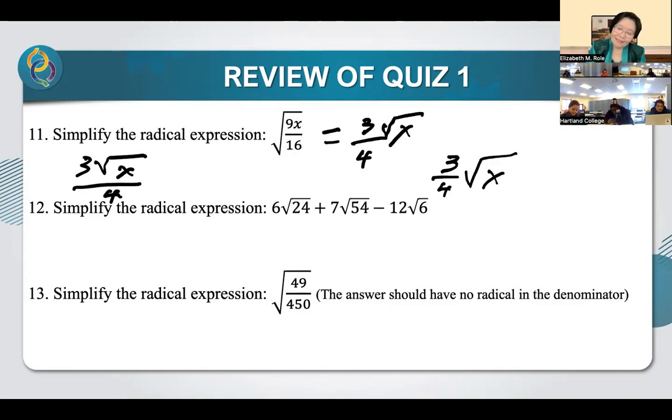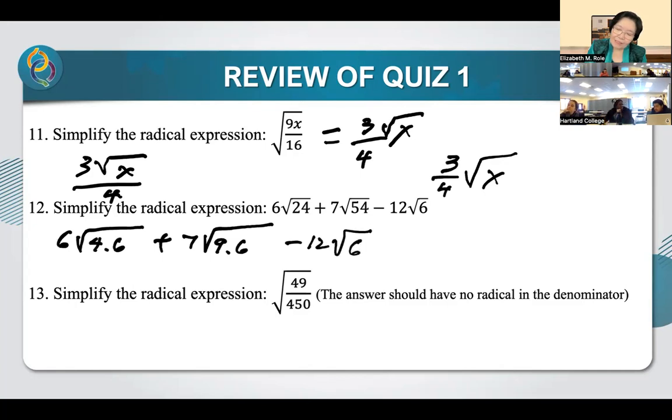Now for number 12, some of you did it this way. You know that you will have to make the 24 as 4 times 6, plus 7, then 54 is 9 times 6, and 12 square root of 6. So some of you did that to begin with. You get the square root of 4, and that will now be 2. Okay, so that will be 12 square root of 6. The square root of 9 is 3.